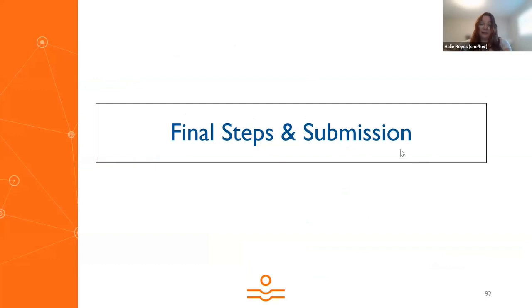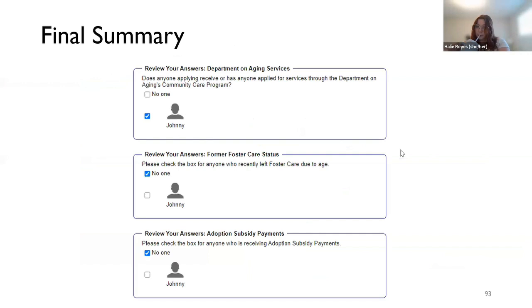All right, so the final steps are submission. I'll take you through a final summary, so we'll review some of the answers you previously entered. You'll go through each of these and select it and double check whether it relates to no one or to a certain person in the household.